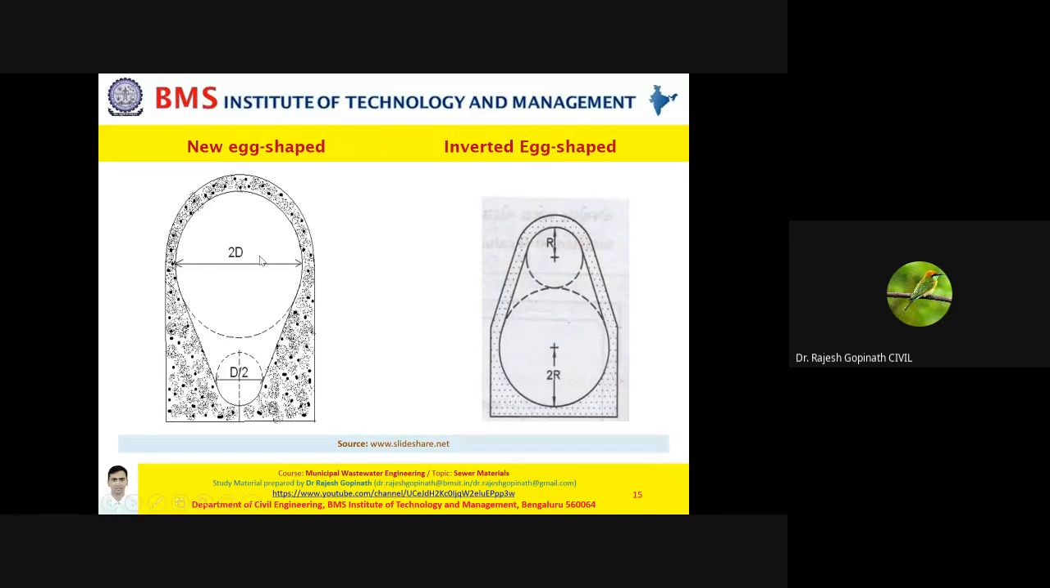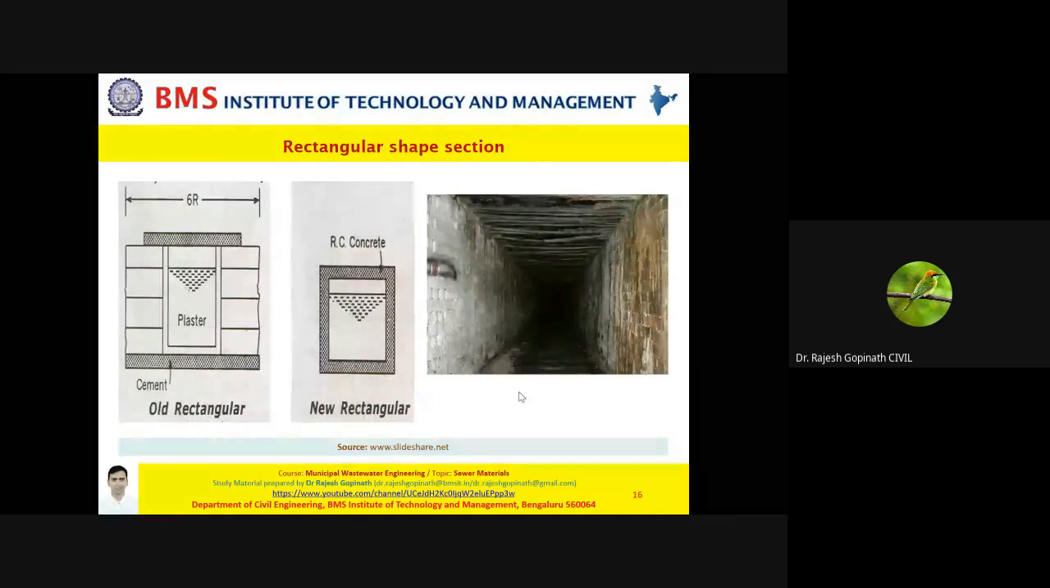Probably this disadvantage has been overcome in the inverted egg-shaped sewers. Now having said this, let me also tell you, when you go about using an egg-shaped sewer, we need to also make sure that there is adequate gradient. You need to make sure that these are sloping downwards towards your outfall. Otherwise, having said everything, it still cannot generate the self cleansing velocity.